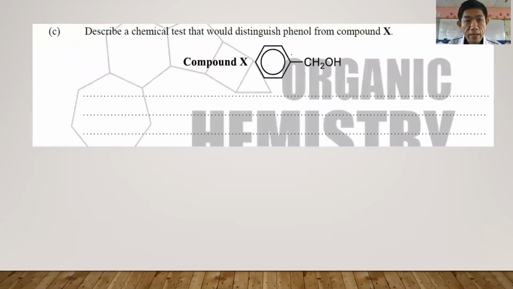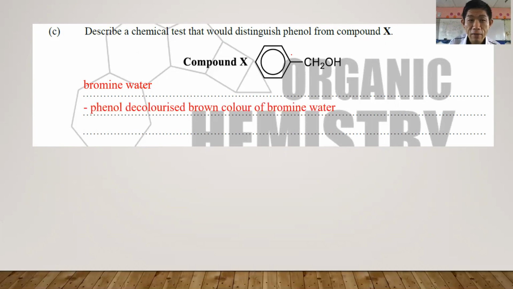Then we see number 7, part C, describe a chemical test used to distinguish phenol from compound X. So X is the phenol, and then Y is phenylmethanol. Unlike phenol, where the OH is directly attached to the ring, it cannot react with any specific compound. In here, we will specifically recommend bromine water. The phenol decolorizes the brown color of the bromine water according to the equation in here.